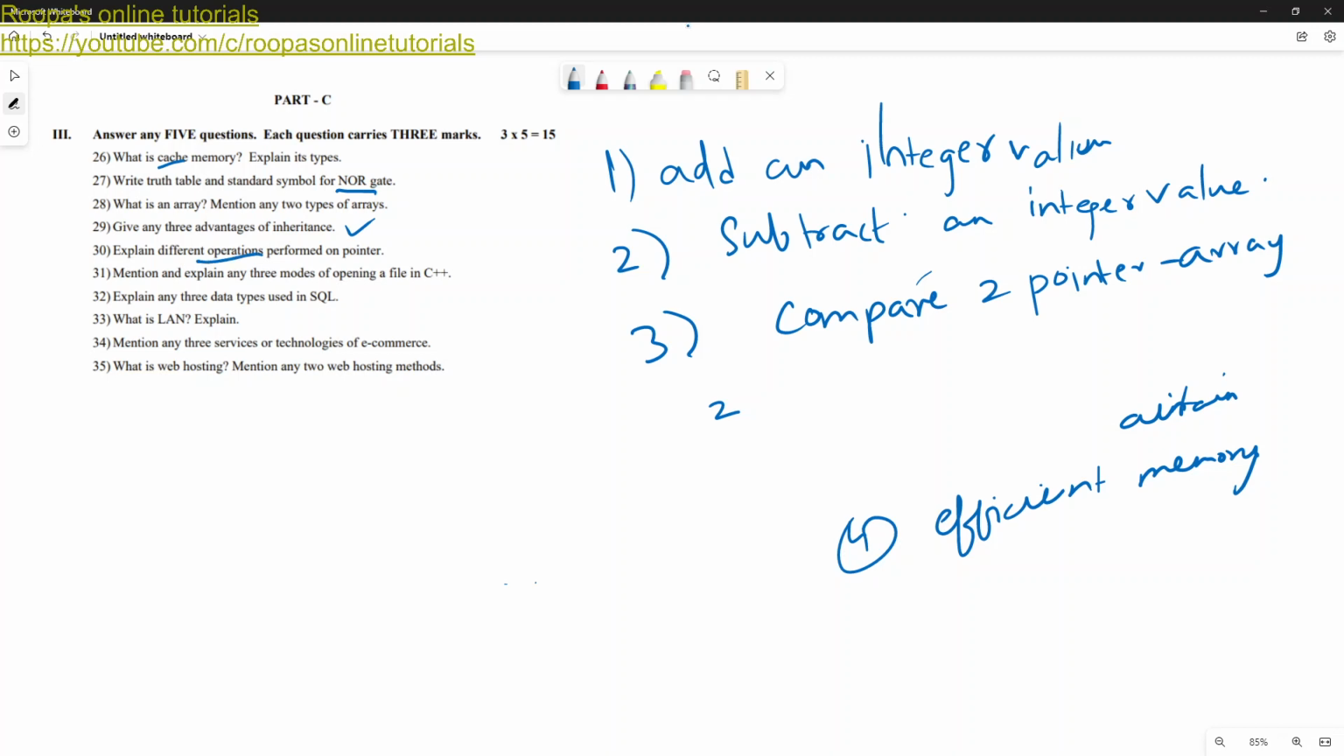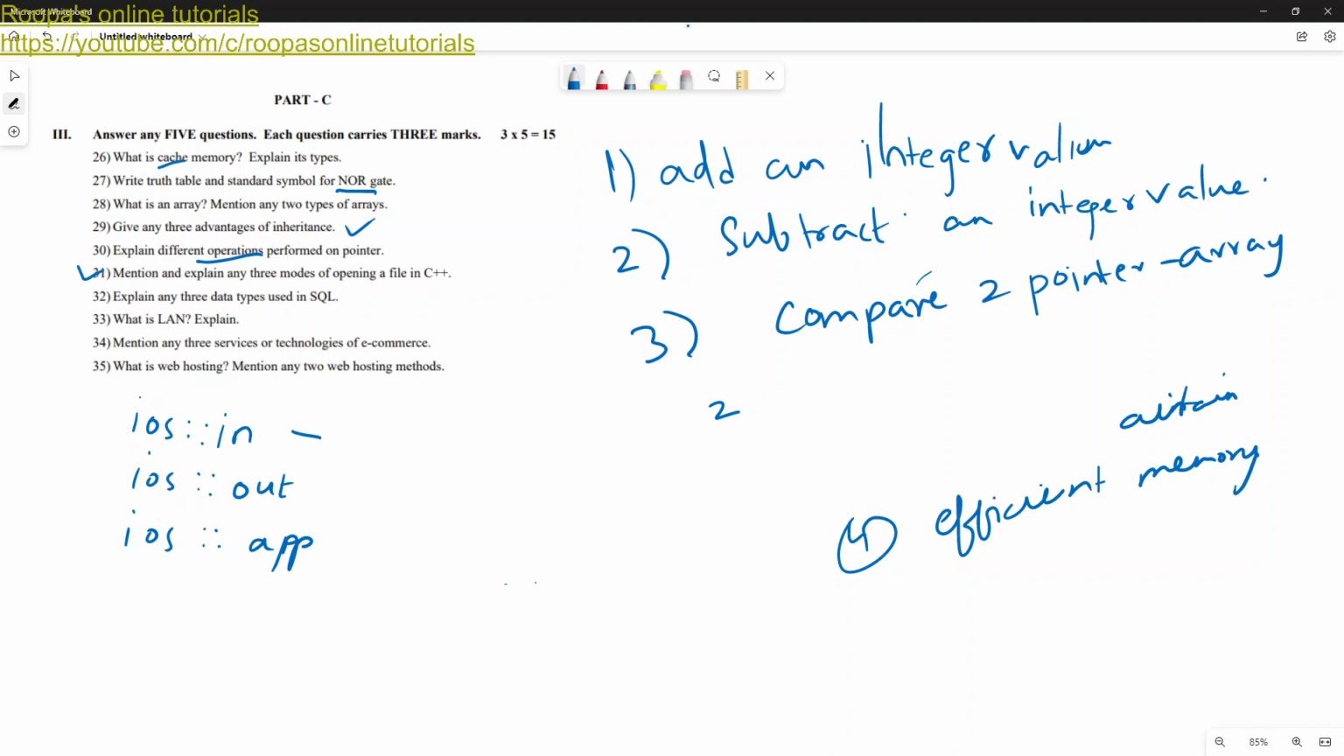Next one, mention and explain any 3 modes of opening a file in C++. This is also a very common question that is frequently asked. So what are the 3 modes of opening a file in C++? One is ios, then you write the scope resolution operator, and write in. ios::out, and then you have ios::app. Then you have to just explain this.